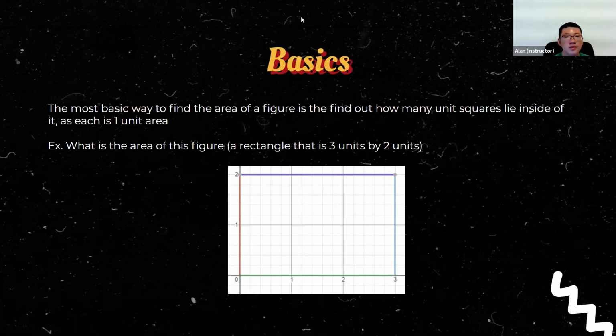So here's a question. I'll give you guys maybe 1 minute to do this. What would be the area of this figure, which is a rectangle that is 3 units by 2 units?